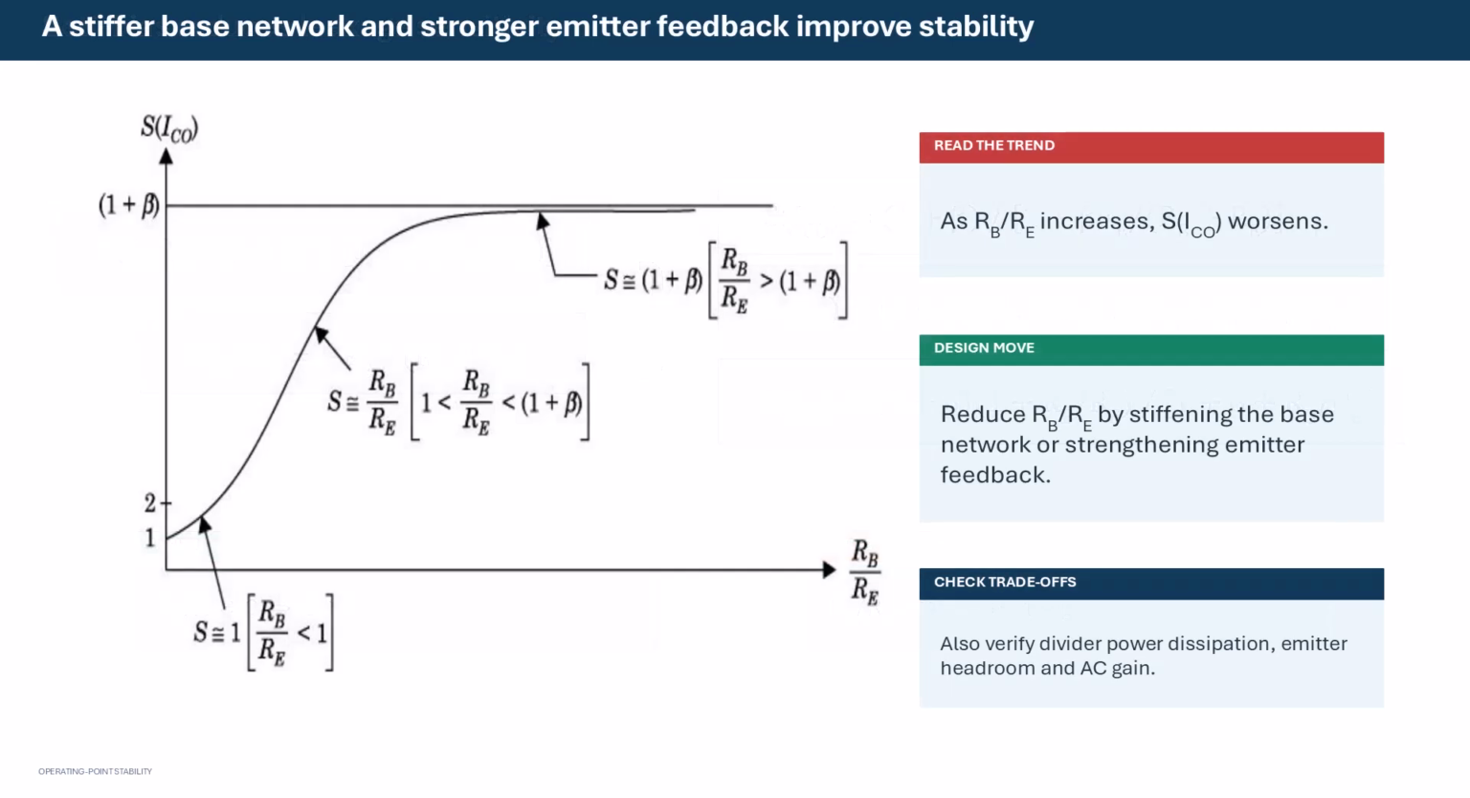The graph plots leakage stability factor against the ratio of base resistance to emitter resistance for several values of beta. The trend is the main message. Increasing the resistance ratio weakens the base network relative to emitter feedback and increases sensitivity. A smaller ratio produces a stability factor closer to 1. In design language, a stiffer base network and adequate emitter resistance improve stability.